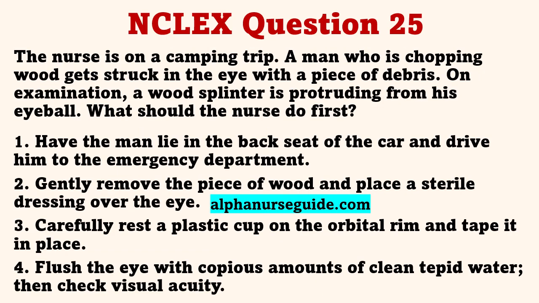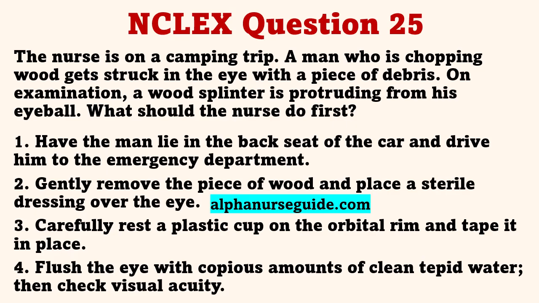The nurse is on a camping trip. A man who is chopping wood gets struck in the eye with a piece of debris. On examination, a wood splinter is protruding from his eyeball. What should the nurse do first? 1. Have the man lie in the back seat of the car and drive him to the emergency department. 2. Gently remove the piece of wood and place a sterile dressing over the eye. 3. Carefully rest a plastic cup on the orbital rim and tape it in place. 4. Flush the eye with copious amounts of clean tepid water, then check visual acuity.